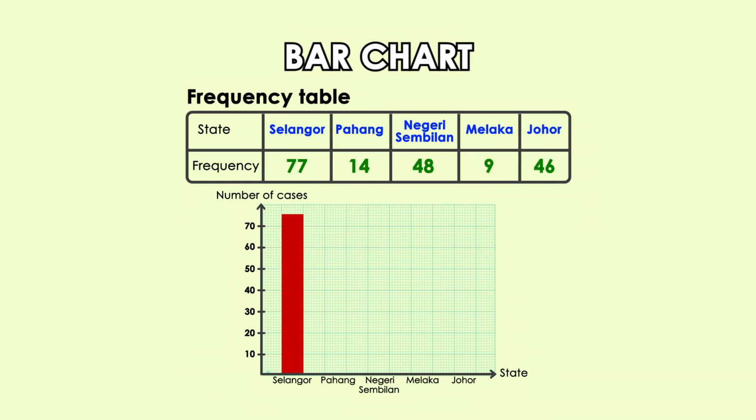Pahang recorded 14 cases. So, draw a bar of 14 minor divisions long. Before drawing the next bar, leave a space of one major grid. Remember, the bars need to be evenly spaced. We are going to continue drawing the bars. 48 cases in Negeri Sembilan, 9 cases in Malacca, and finally, 46 cases in Johor. Now, we have finished drawing the bars.